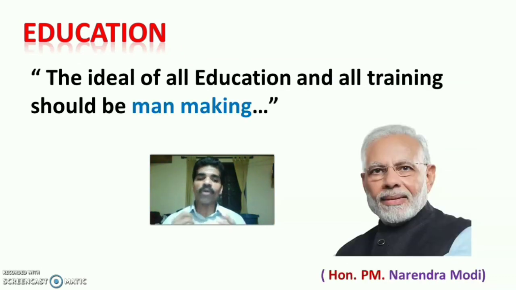According to our Honorable Prime Minister Narendra Modi, the ideal of all education, the ultimate goal of all education and all training programs, should be man-making. Making the man means the perfect man with a sound mind, sound body, sound behavior and sound personality, living with an understanding of social norms and adjusting to the changing environment.